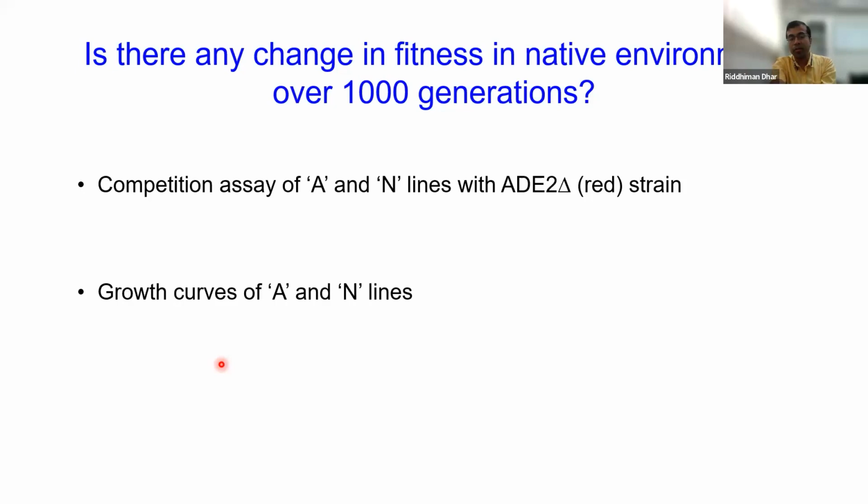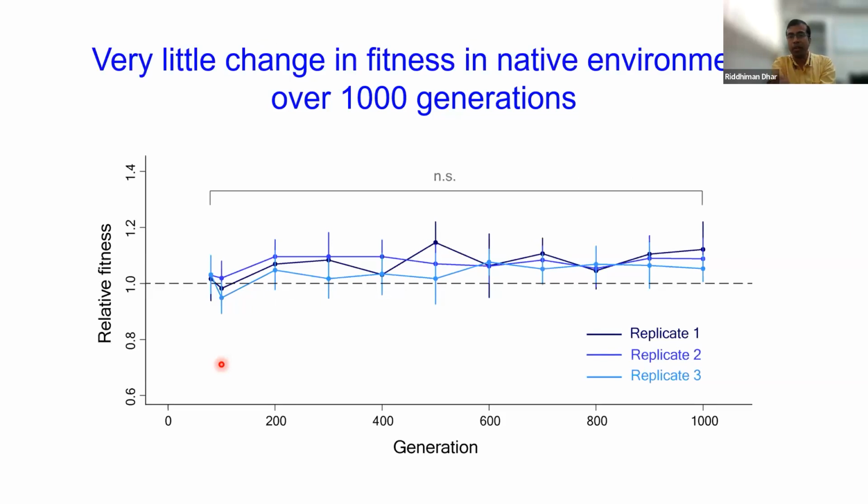In addition, we also did the growth curve analysis of these A and N lines, because the competition assay can capture the fitness only at a certain time point, but these evolution experiments can lead to many complex adaptations. When you do the competition assay, we see very little fitness change in the native environment over 1,000 generations. Here you see the relative fitness compared to the ancestor on the y-axis, and generation on the x-axis. At 1,000 generations, you can see there is a slight increase, but that's not significantly different from what we started with. And this is true for all three replicates.